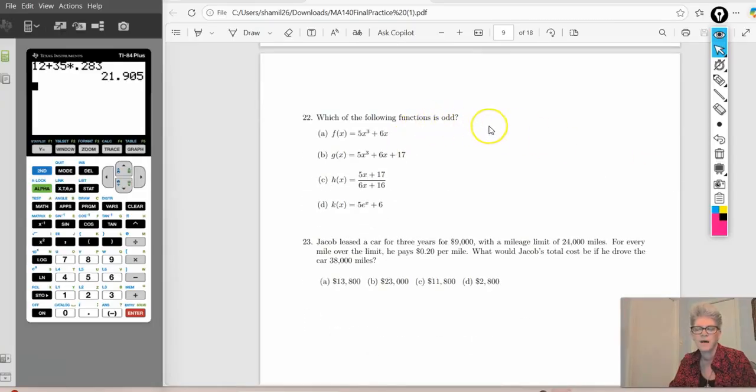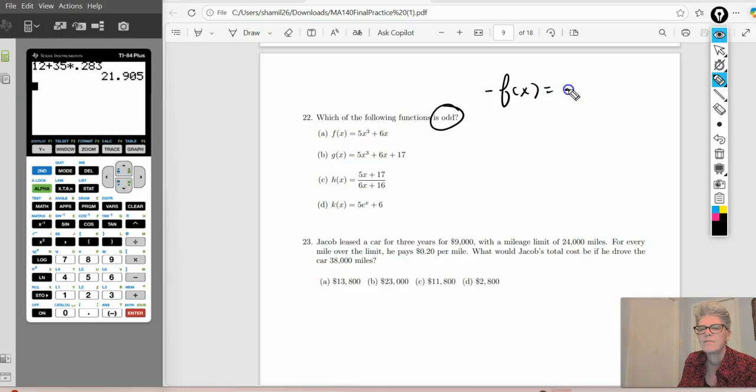Which of the following functions is odd? Okay, well, you could put it in your graphing calculator and look at it. Because what does an odd function look like? If you take the graph of it and you turn it upside down, you get exactly the same graph. Okay, I mean, there is a formula that will give you the same formula as that, and it's tiresome.